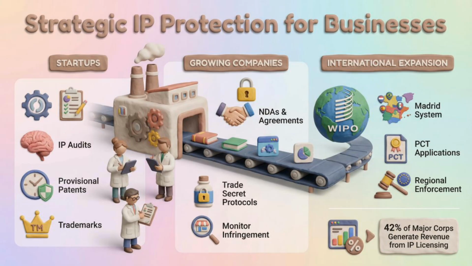This slide outlines practical IP strategies across a company's life cycle. Startups should prioritize IP audits, provisional patents, and trademarks. Growing companies need NDAs, trade secret protocols, and active infringement monitoring. And when expanding internationally, use systems like WIPO's Madrid and PCT filings to streamline protection and regional enforcement as your products cross borders.